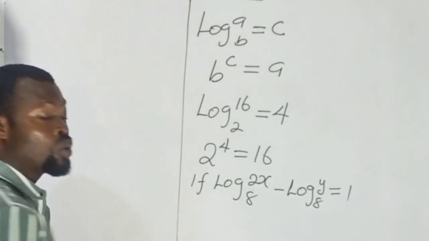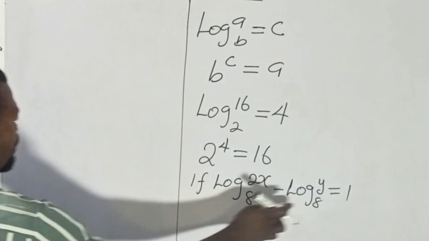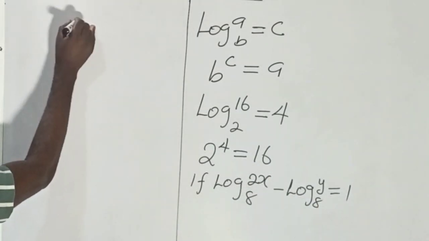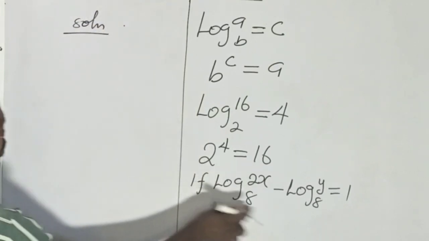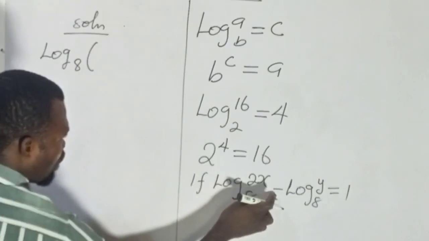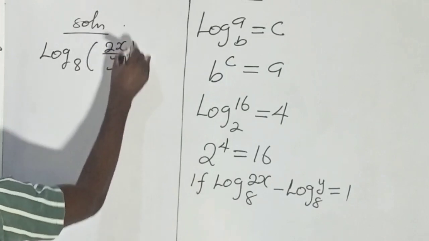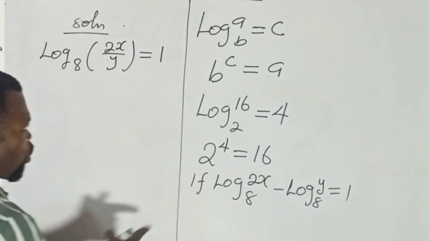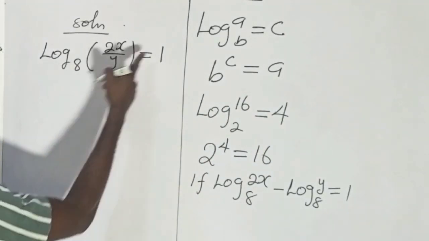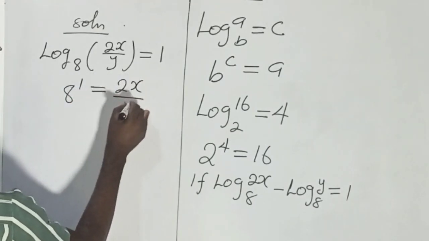Now, we apply the rules that we have learned earlier to this problem. The base is common. We take the common base. Solution. The common base is 8. We have log 8. If it is subtraction, we divide. 2x all over y is equal to 1. We convert from logarithm to what? Indices. 8 raised to the power of 1 is equal to 2x all over y.